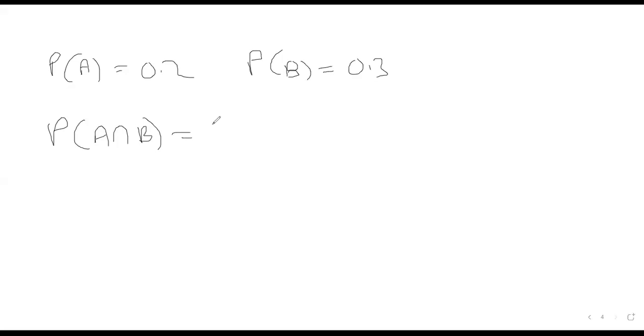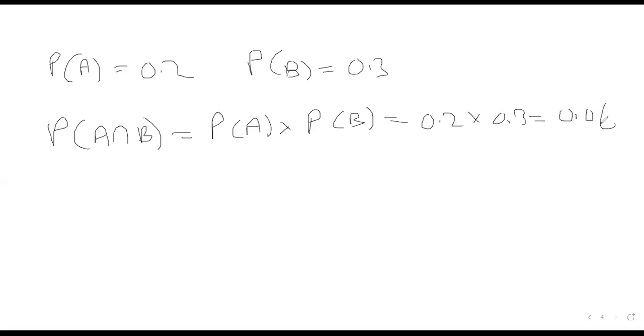The intersection of A and B is where we're multiplying 0.2 by 0.3. Yes, correct. Why did you get it like that? Because "and" is what? Intersection. Good. How about the complement of A?